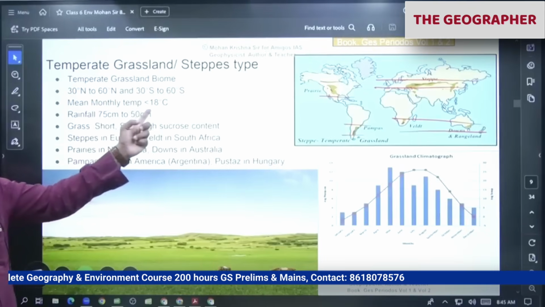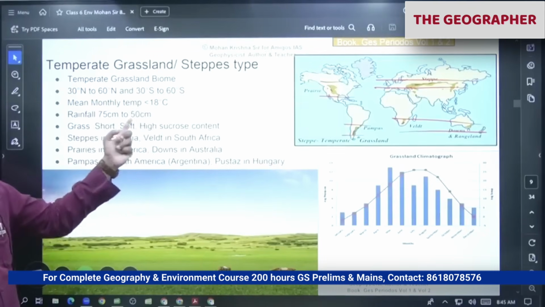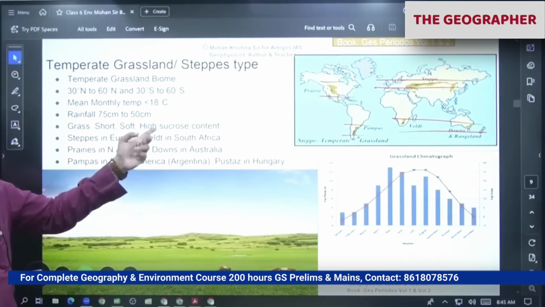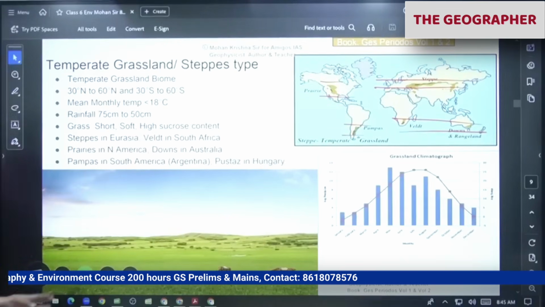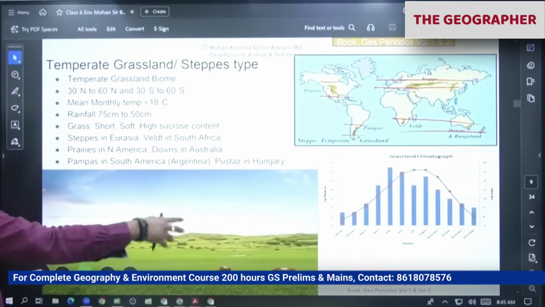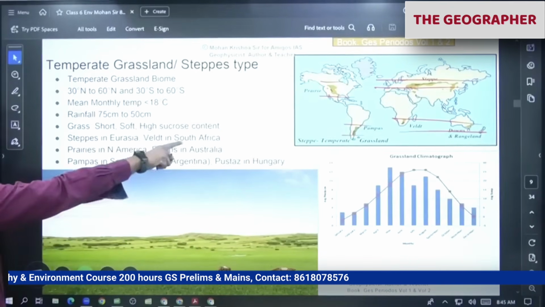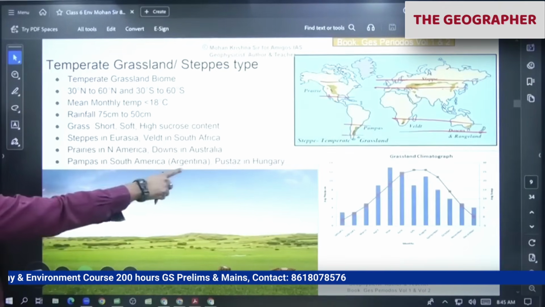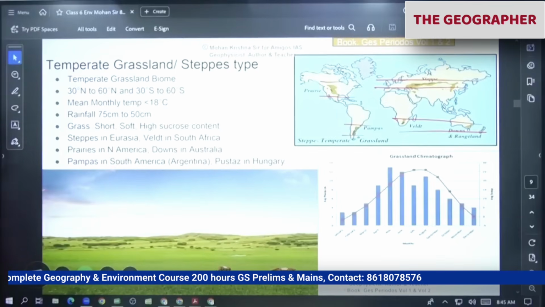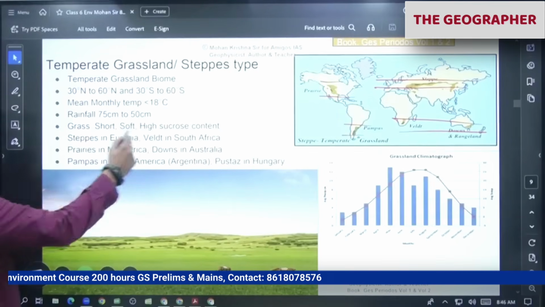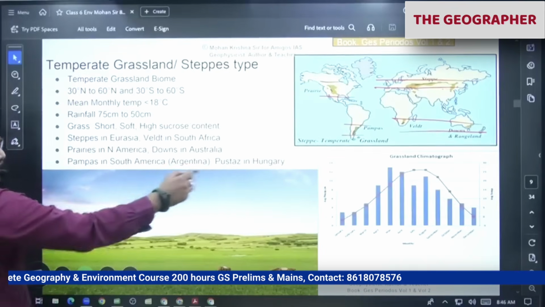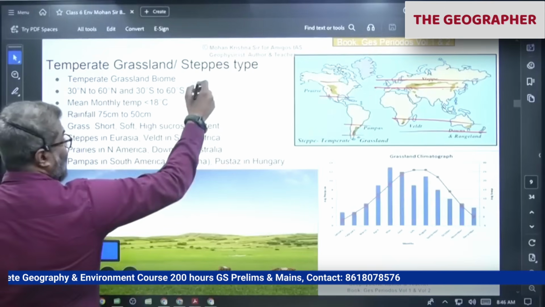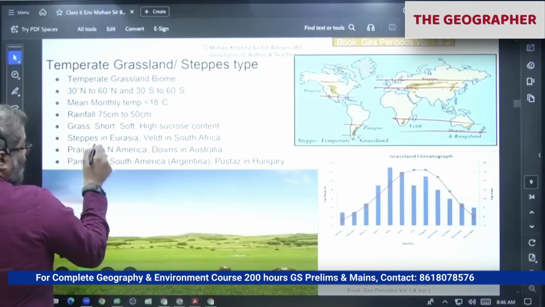Mean monthly temperature less than 18. Rainfall 75 to 50. Grasses are short, soft, high in sucrose, nutritious. So they are found in various countries. You can see how it looks. Notice steppes in Eurasia, veld in South Africa, prairies in North America, downs in Australia, pampas in South America, Argentina, pustas in Hungary. Names I have also given. So remember this, they'll ask a match the following question. One question they might ask, I'll mention it here, so you also update that in your notes.